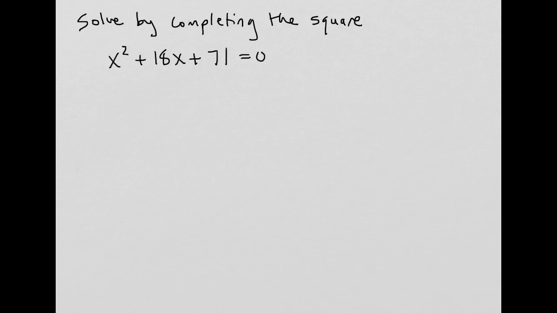Okay, so here's another example. Pause the video after you've given it a try, restart, and make sure that you have the process down. Okay, so our first step here is to get all our x terms on one side, all of our numbers on the other. So I'm going to start just by subtracting 71 from both sides.